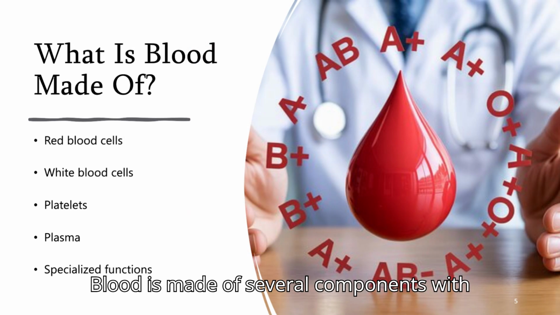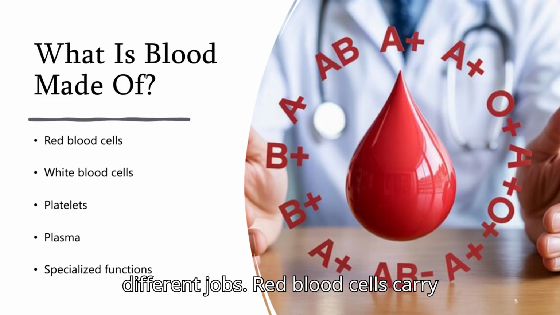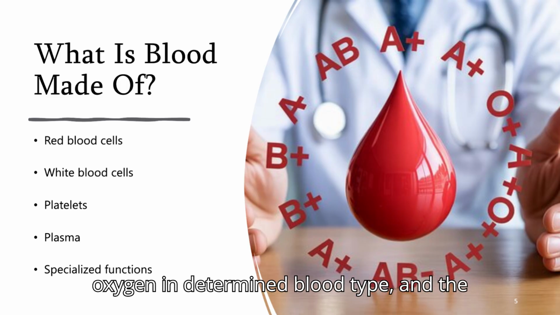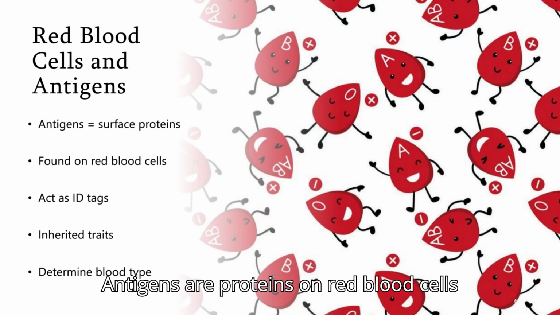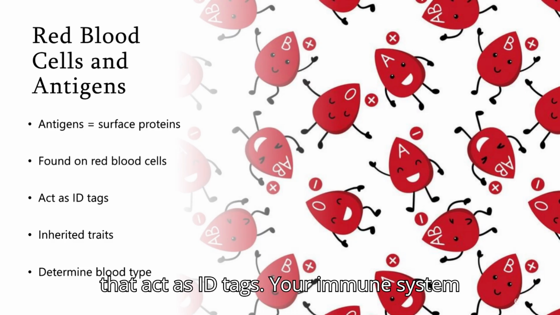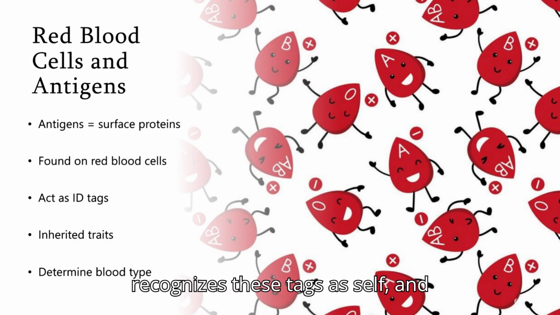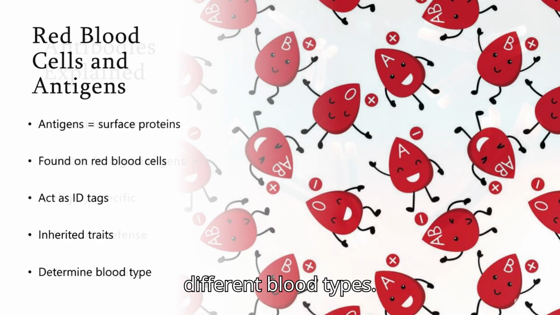Blood is made of several components with different jobs. Red blood cells carry oxygen and determine blood type, and the other components do not affect blood type. Antigens are proteins on red blood cells that act as ID tags. Your immune system recognizes these tags as self, and different antigen combinations create different blood types.